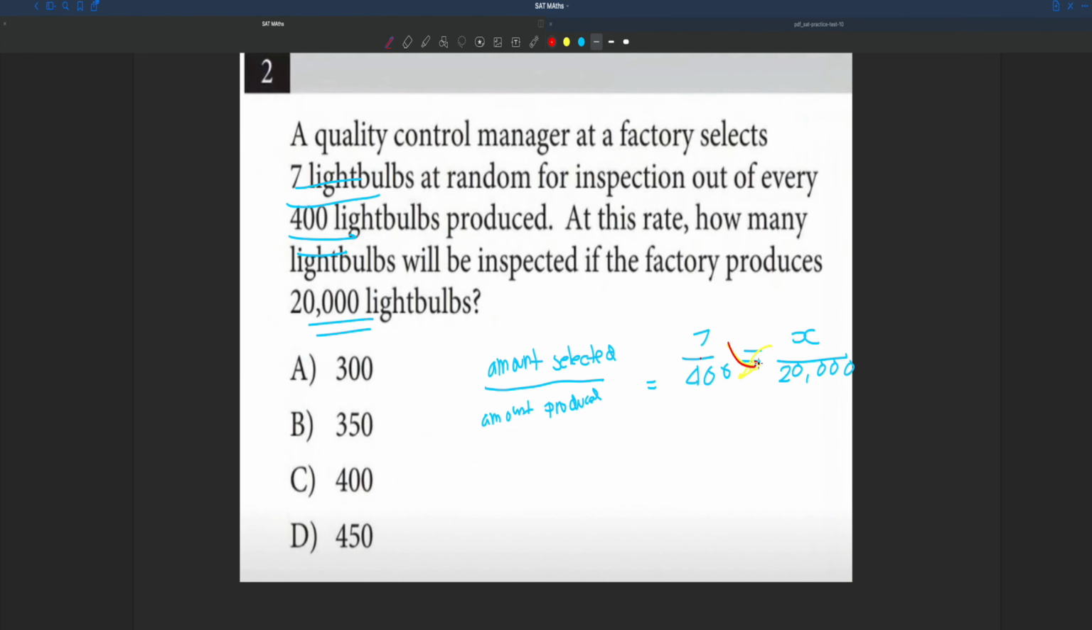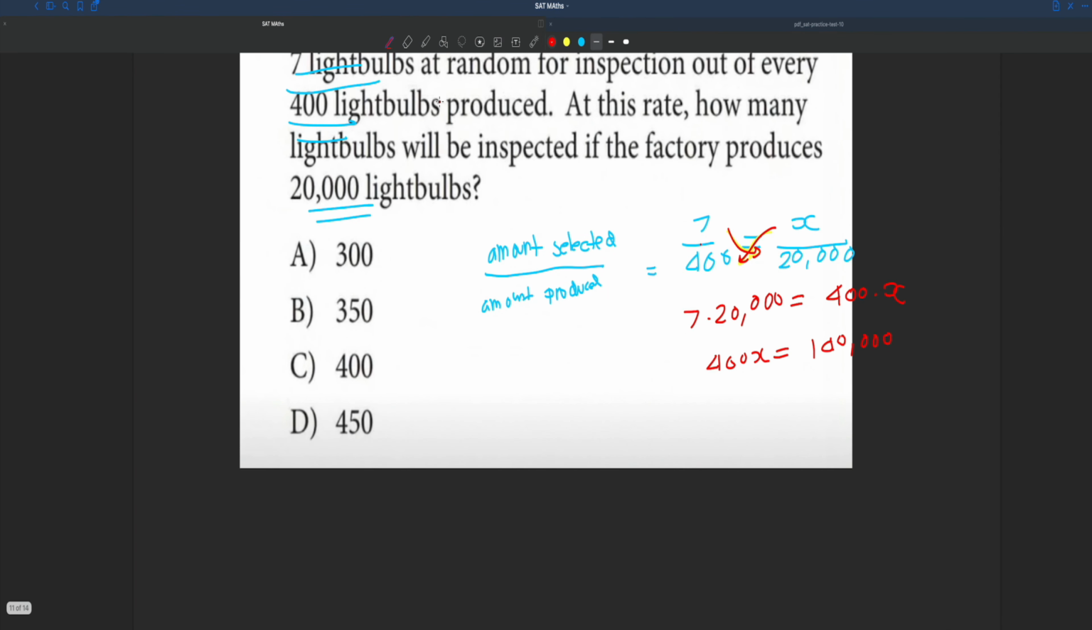Alright, so cross multiplying. So 7 times 20,000 will be equal to 400 times x. And this will give us 400x equals 140,000. And we can divide by 400 to get the answer to the question, which is going to be 350, because 400 times 350 gives us 140,000. So the answer is B.